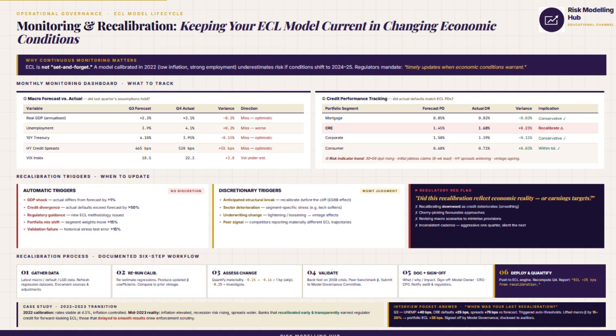Then comes the recalibration triggers, which comes in two flavors. Automatic triggers, they fire without the debate, right? And then there are discretionary triggers, which requires the expert judgment, right? So in this, the sector deterioration when say the commercial real estate spread widen beyond the model assumptions. Underwriting changes when the policy shifts, or there may be peer signals like competitors reporting materially different ECL trajectories. And in the automatic one, GDP shock, right? If it is happening, it actually differs from the forecast by let's say greater than 1%. If you have any cuts or so, it can tell you.